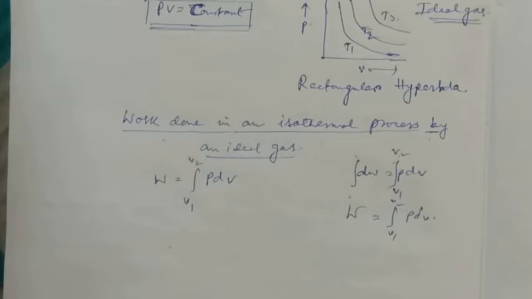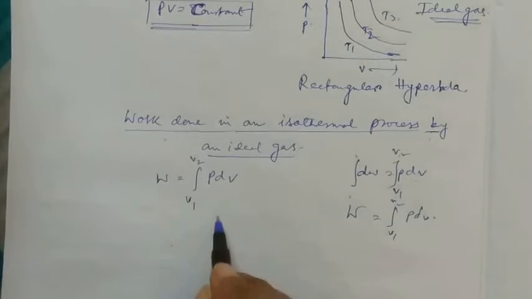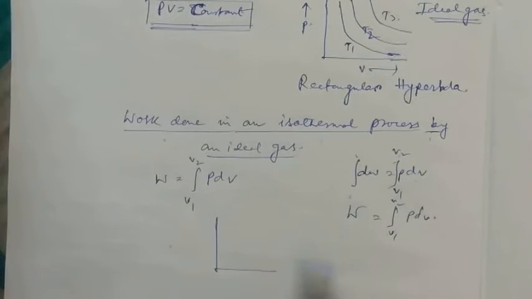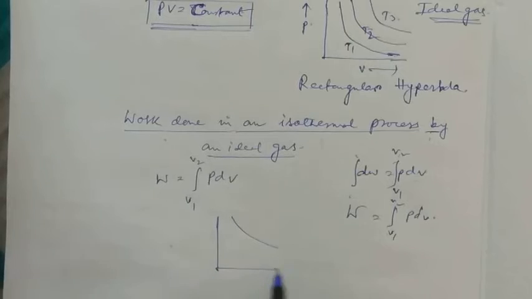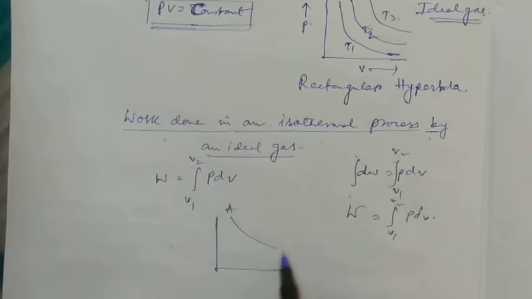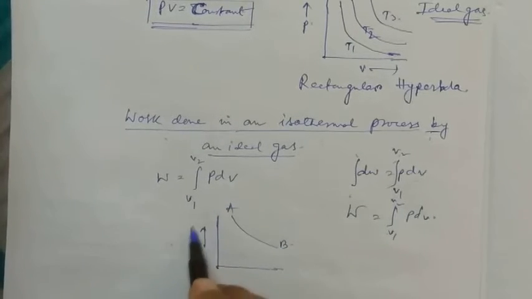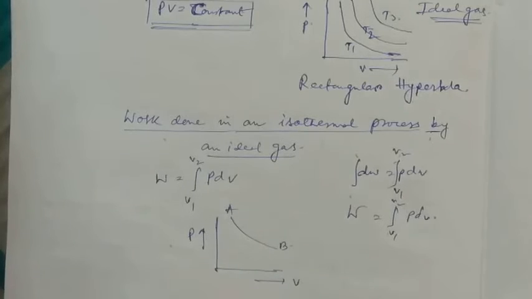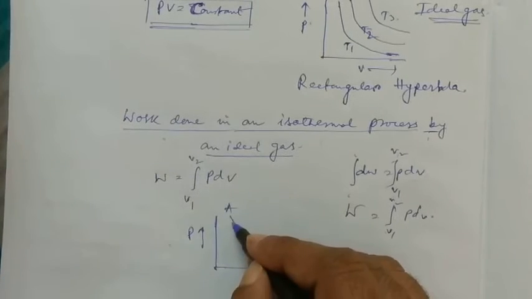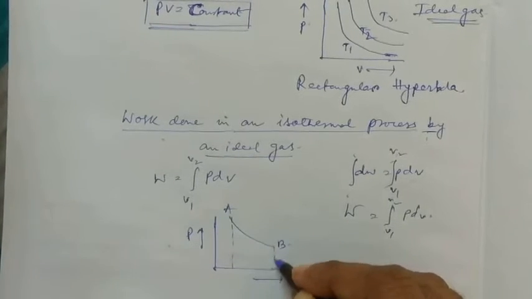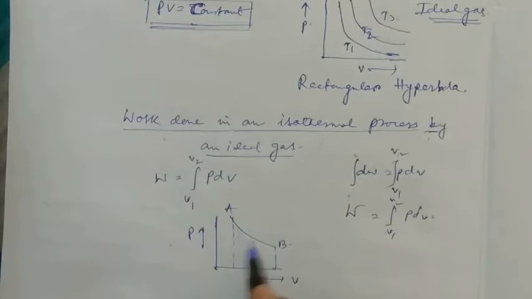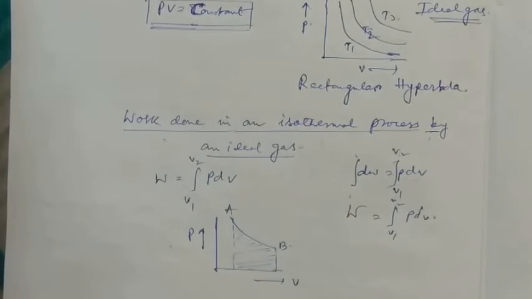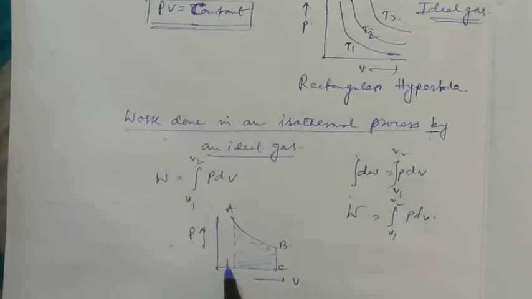Now if we draw a rectangular hyperbola as we have drawn earlier, name this as A and B. In this direction it was P, and on the x-axis it was V. So the work done will be the area under this curve, this area. Now how to calculate the area? We name this as C and D. Volume here is Vi and the volume here is Vf.